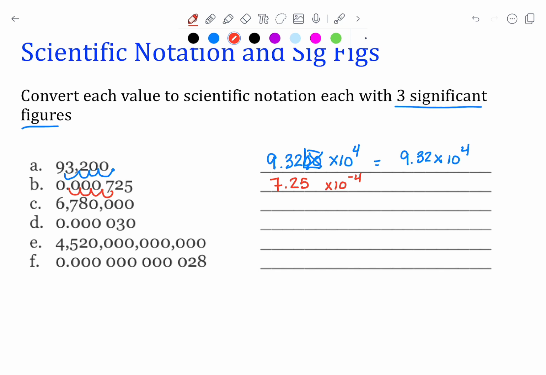Okay, our next example is 6,780,000. We're taking our decimal and we're moving it 1, 2, 3, 4, 5, 6. So I have times 10 to the 6. Because I moved it 6, it's positive because I went to the left. And then with 3 significant digits, it would be 6.78. Okay, you try the last 3 independently, so pause the video and try those last 3 problems on your own.